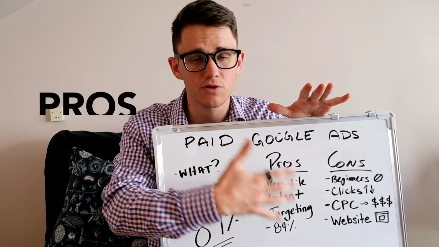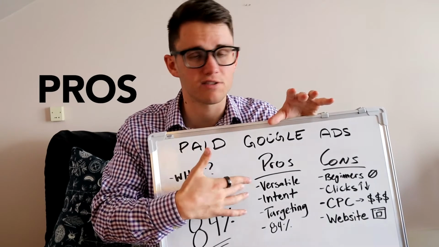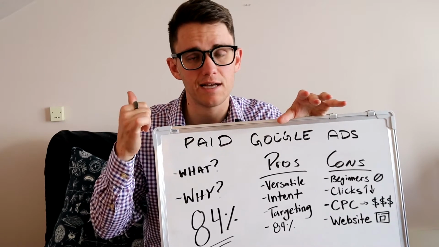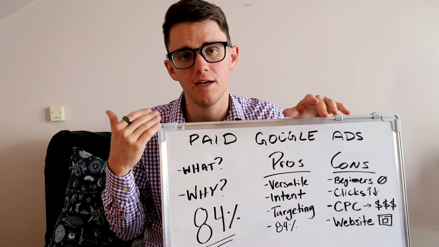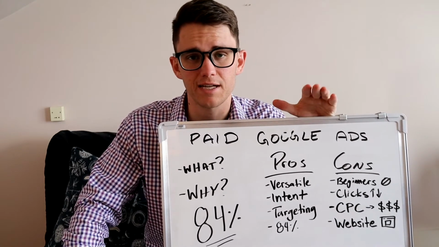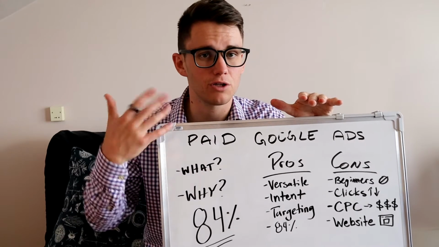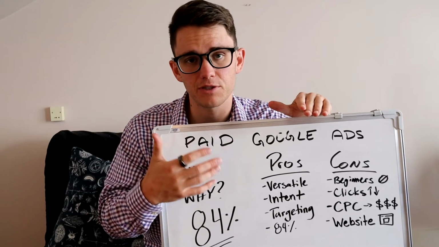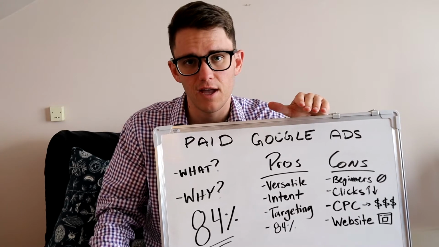So let's talk about the pros and cons now. The pros of Google ads: it's versatile. We talked about this about Facebook ads last week. If you haven't seen that video, go check it out. But you can spend as little as, I think it's $1 a day on Google. It's $1 for Facebook ads, but you can spend very, very little or a lot if you want. It's up to you how much you spend. You can turn the campaign on and off as you please.